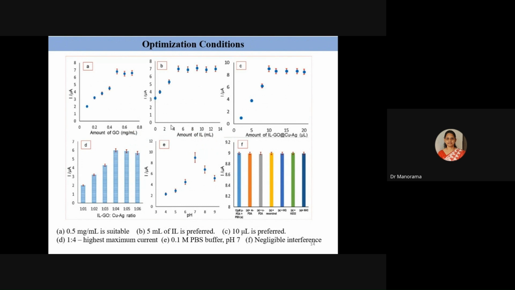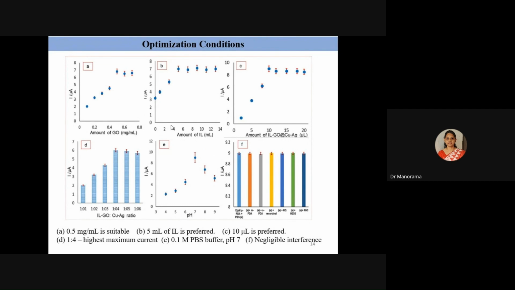We have also optimized different conditions by choosing different ratios of the materials. We optimized the amount of graphene oxide for the preparation of the nanocomposite material.